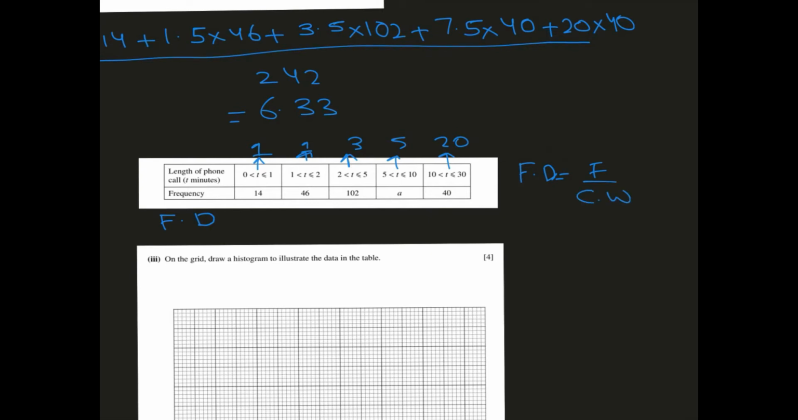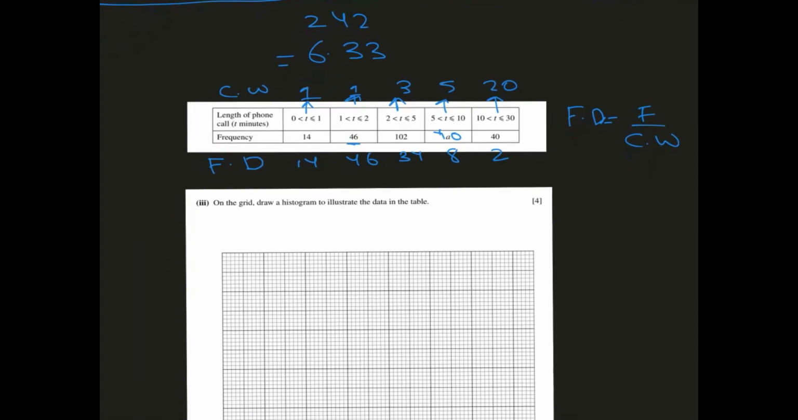So we'll calculate it. For the first one, frequency is 14 divided by class width 1, so 14. Same here, 46 divided by 1 is 46. 102 divided by 3 is 34. And A is 40, so 40 divided by 5 is 8. And 40 divided by 20 is 2. So this is our frequency density. Here, instead of frequency, we will plot frequency density on the y-axis and the class intervals on the x-axis.